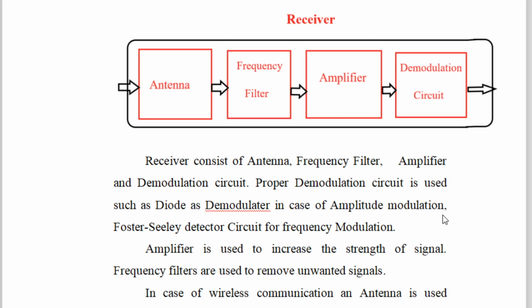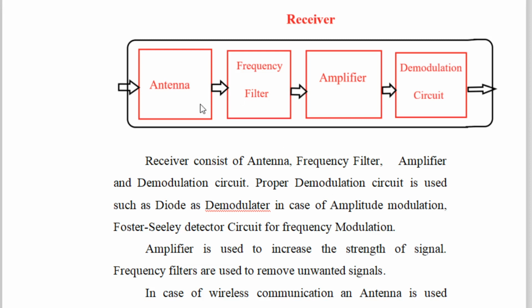But suppose at the transmitting end, amplitude modulation technique is not used. At the transmitting end, suppose frequency modulation technique is used. Then in the receiver, you must use a Foster-Seeley detector circuit for frequency modulation. Foster-Seeley detector circuit for frequency modulation.